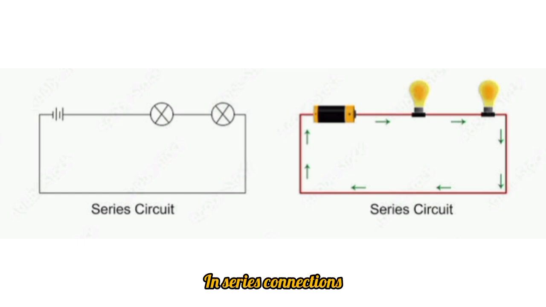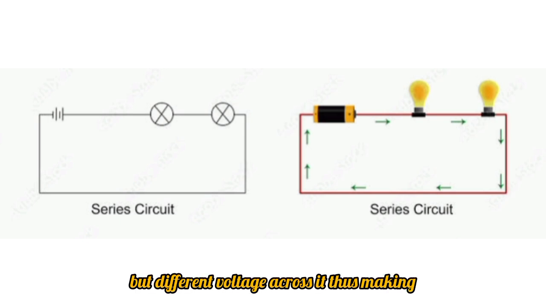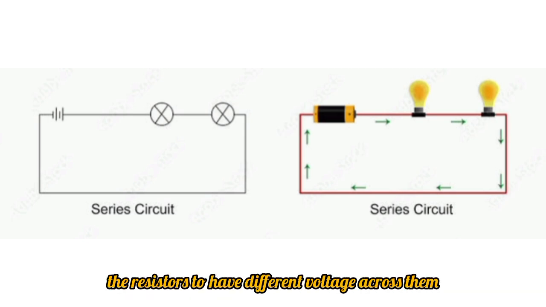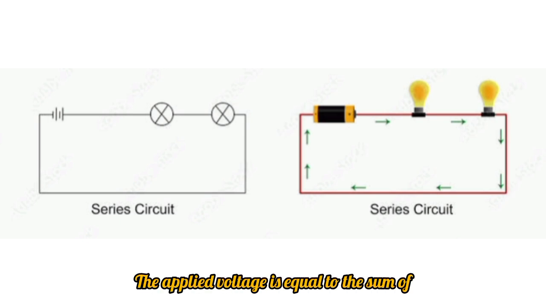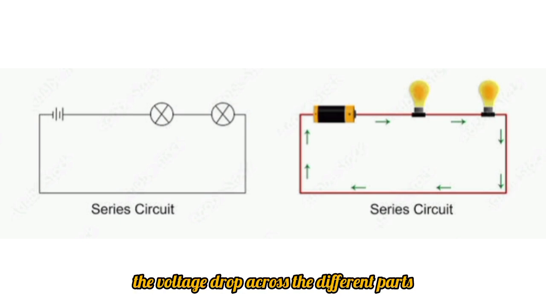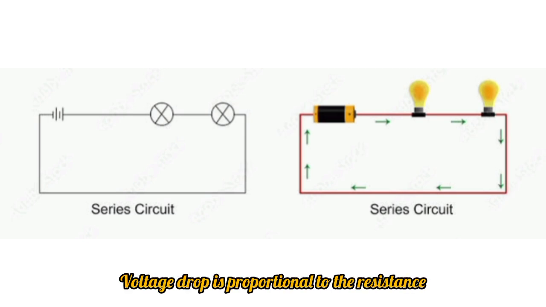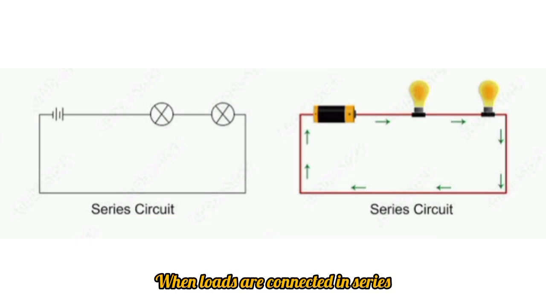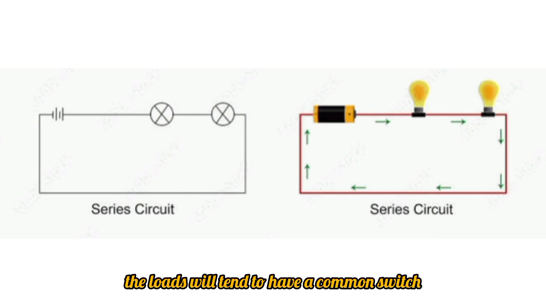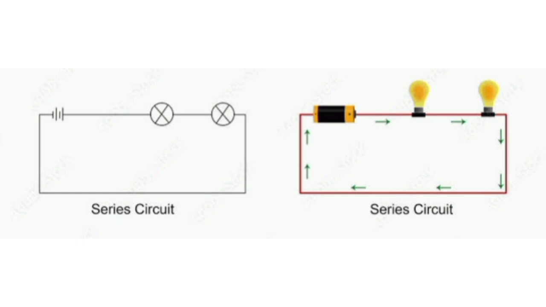In series connections, the same current flows across all the branches of the circuit, but with different voltage across it, thus making the resistors have different voltages across them. Each resistor or load will experience a voltage drop. The applied voltage is equal to the sum of the voltage drops across the different parts of the circuit. Voltage drop is proportional to the resistance, current being the same throughout the circuit. When loads are connected in series, the loads will tend to have a common switch. This kind of connection is employed in school halls and street lights.